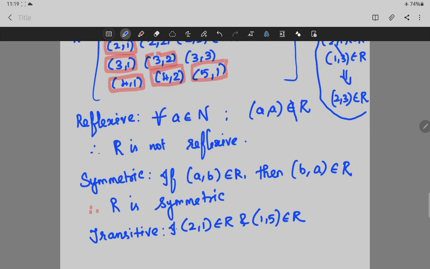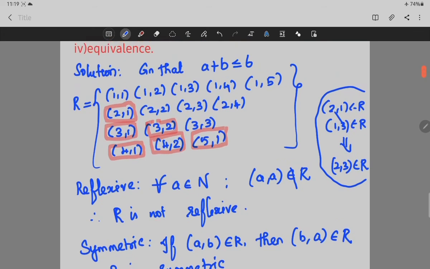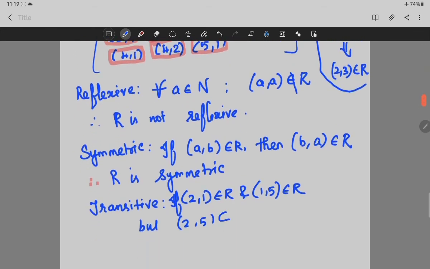Okay, if these two ordered pairs are in the relation, but which one? 2, 5. Look at that. The ordered pair 2, 5 does not belongs to R. For these two ordered pairs which are in the relation, we are not getting 2, 5. That is not in the relation. Yes or no?